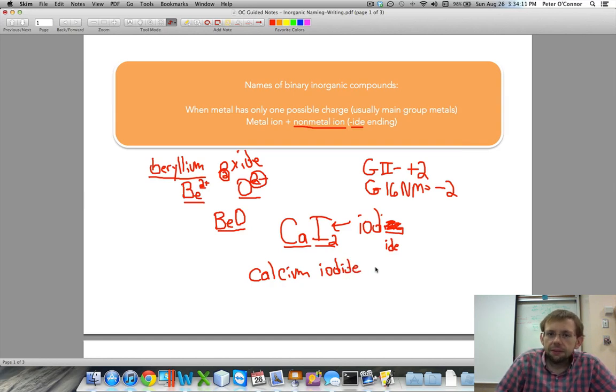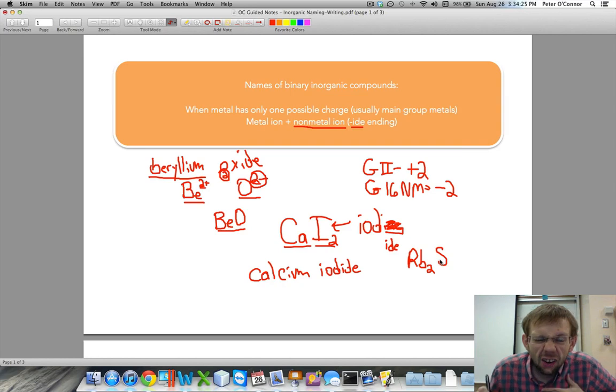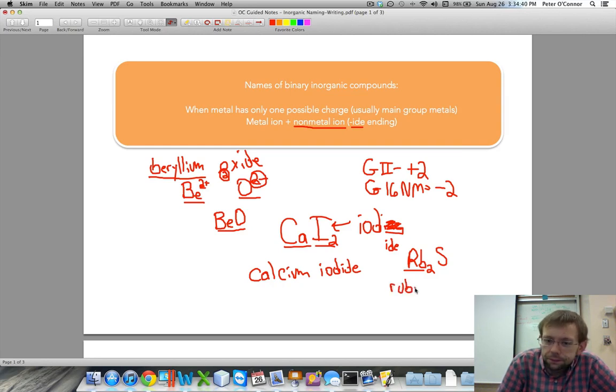What if it was Rb2S? What if I want to name that? It's going to be so hard. No, not really. Rubidium's in group 1, so it's got 1 possible charge. All group 1s are plus 1. That's just the way they are. So I just name my cation, rubidium.